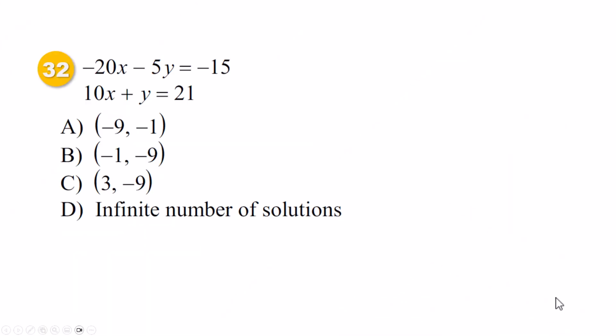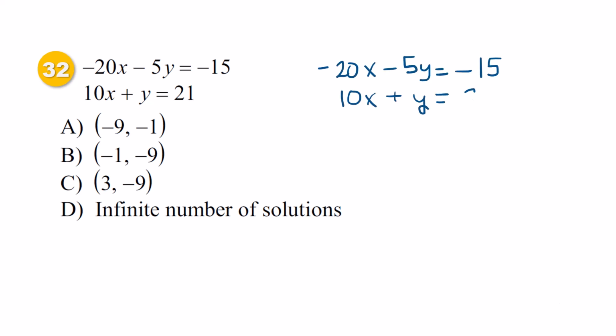All right, we're going to solve by elimination again, but this is one of those situations where something just doesn't work. I'm going to take the bottom times 2. If I take the bottom equation times 2, this will turn into a positive 20x, which will cancel with the negative 20x.